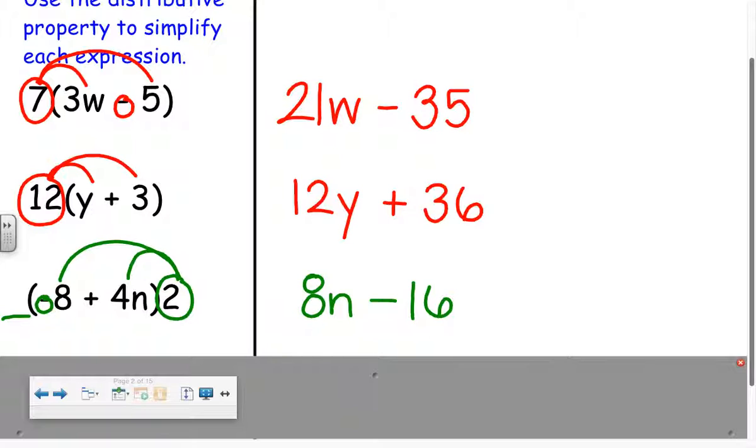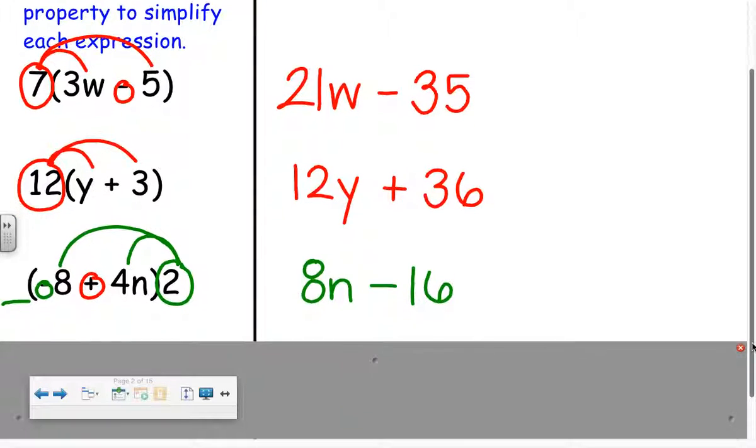Even though there's a plus right here, that doesn't automatically mean my problem is going to be addition. You have to look at the sign directly in front of each number. All that plus is saying is that the 4n is positive. So positive 4n times 2 gave me positive 8n. Negative 8 times 2 gives me the negative 16.